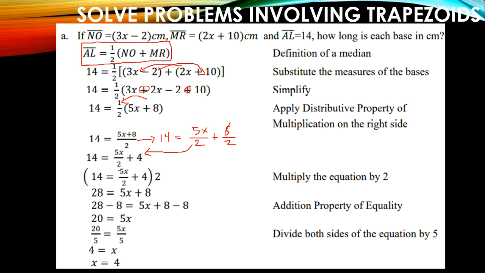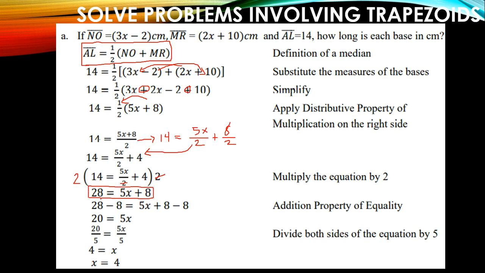Then multiply by 2. Kasi purpose nga nung gi-multiply natong left and right side sa equation by 2 in order to eliminate the 2 nga denominator sa equation. So we're going to get rid of the 2 which is the denominator para puro na lang siya 1. Wala na siya fractional form sa equation. So 2 times 14, that equals 28. Then 5x over 2 times 2, so cancelled out na siya. So that becomes 5x. Then 4 times 2 is 8. So nahimo na siyang 28 equals 5x plus 8.